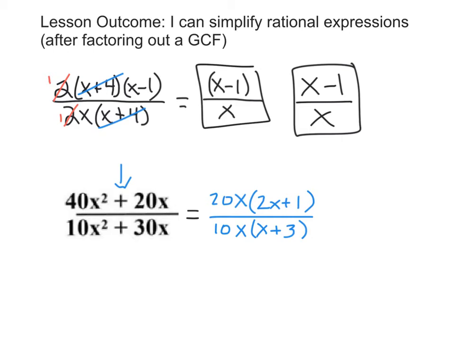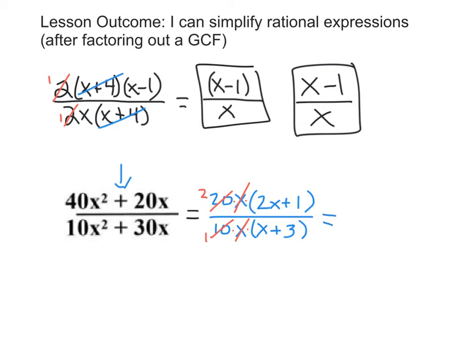Okay, so now we are able to cancel any common factors. Hopefully you notice that there's multiplication between 20x and the 2x plus 1 binomial factor, as well as between the 10x and the x plus 3 binomial factor. So we can cancel out the factor of x, and we can also simplify the 20 over 10 by dividing top and bottom by 10, and we get 2 over 1.